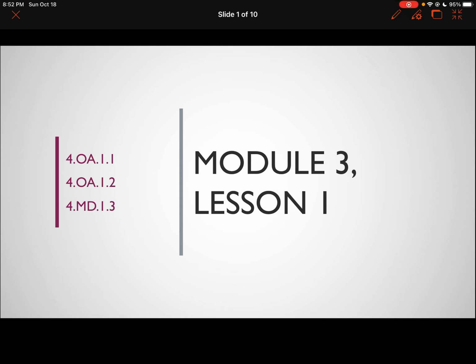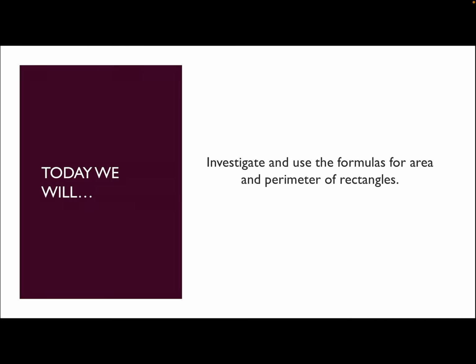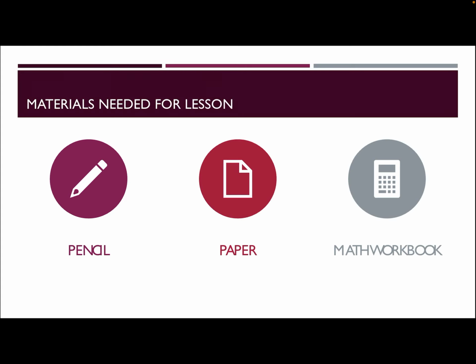The standards we are covering with this lesson are OA 1.1, OA 1.2, and MD 1.3. Today we are going to investigate and use the formulas for area and perimeter of rectangles. The materials that you are going to need for today's lesson are pencil, paper, and your math workbook. Go ahead and pause the video now to gather your materials.